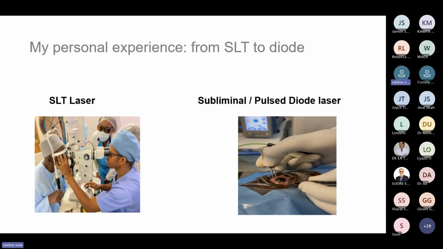I will first talk about the SLT laser by first showing the evolution of the place of SLT in the management of glaucoma, and then by describing the techniques and protocol of the treatment. Then I will talk about the new alternative, a new technique of subcyclo weakening, which is a subliminal diode laser.